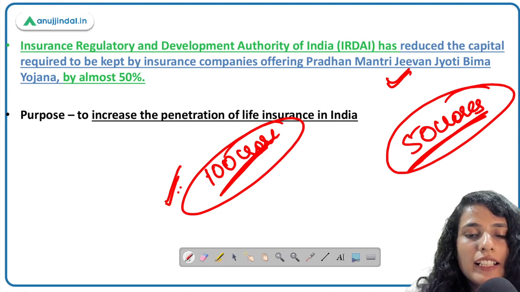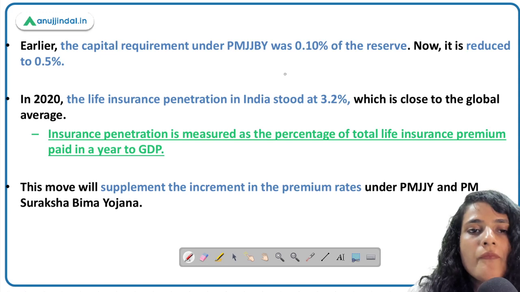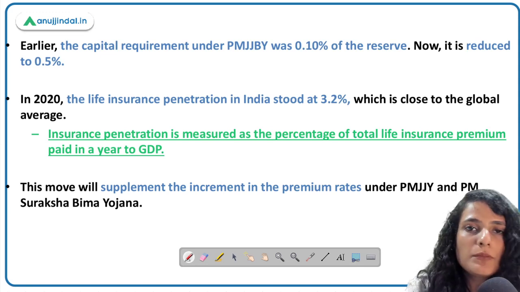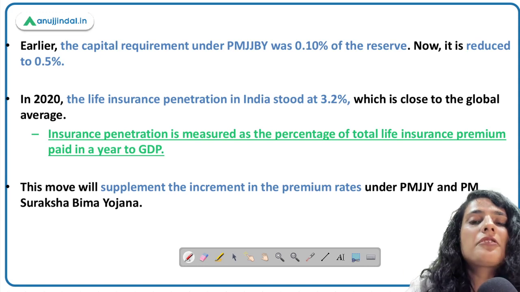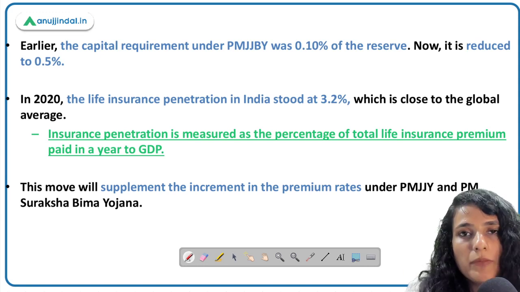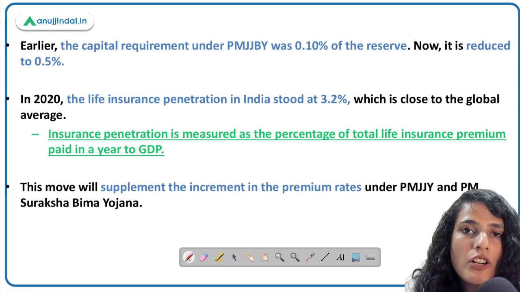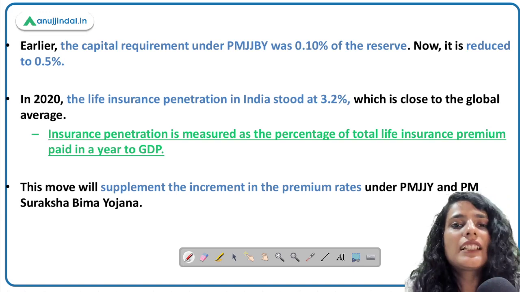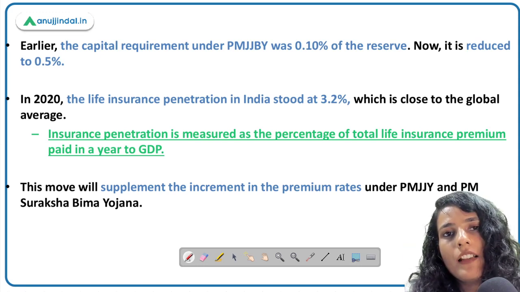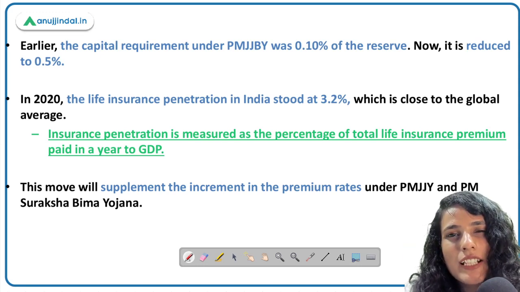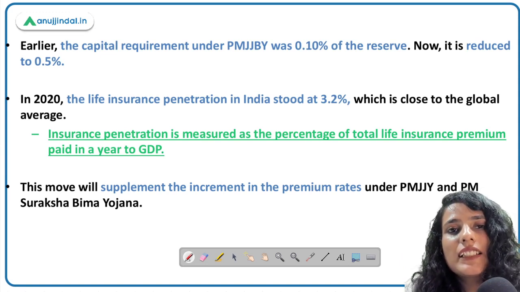All right. So it aims to increase the penetration of life insurance in our country. Of course, because if small-scale insurance companies are also eligible to sell the Jeevan Jyoti Bima Yojana, more people will buy it. We have also covered recent news regarding it, that is the Jeevan Jyoti Bima Yojana, and there is another very important one, the Suraksha Bima Yojana. Its policy rate has also been increased by the government.